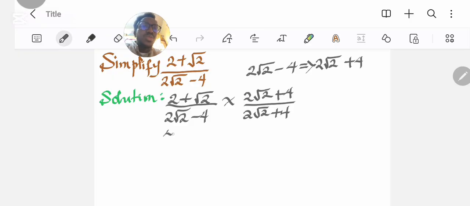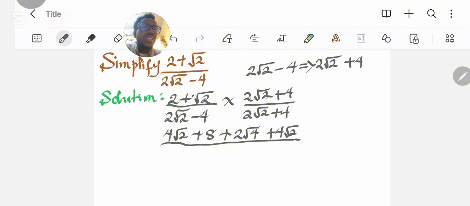2 times 2 root 2 is going to give us 4 root 2. 2 times 4 is going to give us 8. Root 2 times 2 root 2 is going to give us 4, because there is a 1 here; 1 times 2 is 2, and root 2 times root 2 is going to give us 2. Just to make it simpler so that we are not lost in what we are doing, let's say 2 root 2 is 2 root 4. Root 2 times 4 will give us 4 root 2.